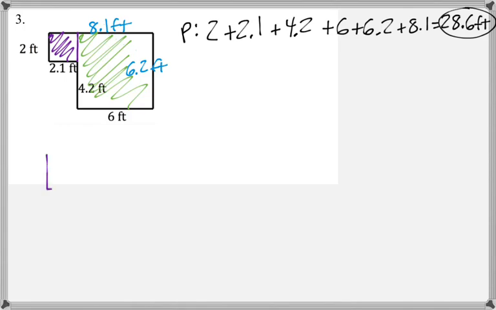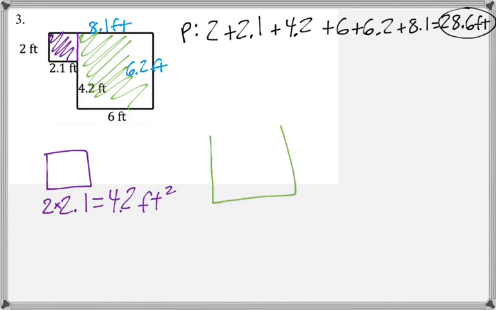So the first one, I need to take 2 times 2.1. So 2 times 2.1, we get 4.2 square feet. And then the second rectangle, that is 6 by 6.2. So 6 times 6.2, and we get 37.2 square feet.